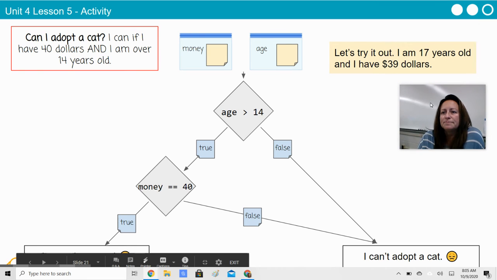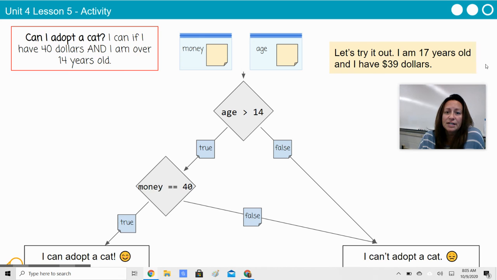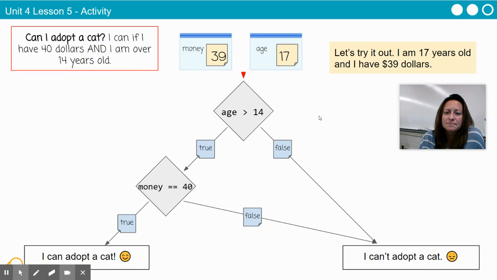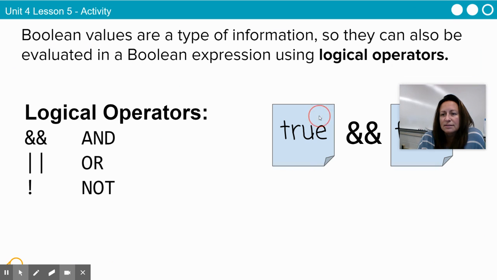So let's try it out. If I was 17 years old and I had $39, I would pass this first portion because my age is greater than 14. So we would follow the true path. But then I evaluate money equal to 40, and that turns out false. So I cannot adopt the cat.